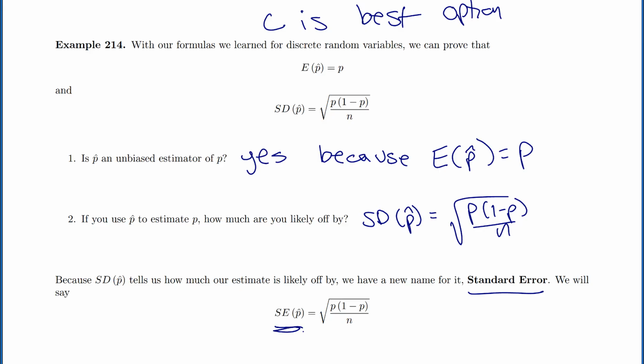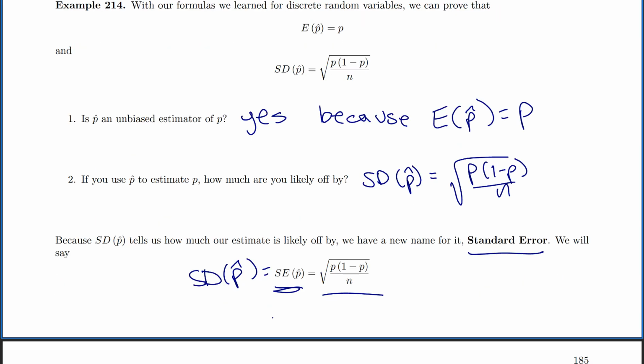We can say that the standard error of p hat is equal to that square root of p times 1 minus p over n. Notice, this is exactly the same thing as the standard deviation of p hat. So the standard deviation of p hat is equal to the standard error of p hat. It's just a new name to remind us that we're estimating and it's how much we're likely off by. It is not something new, it's just a nice name.